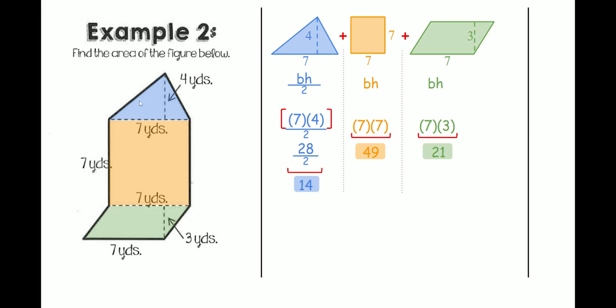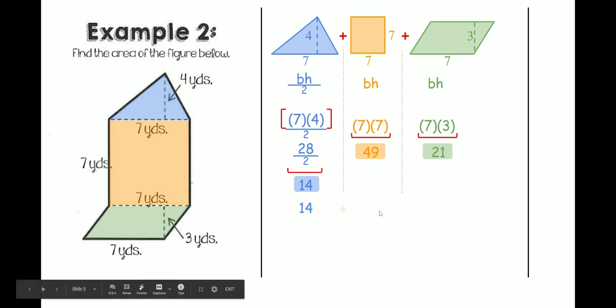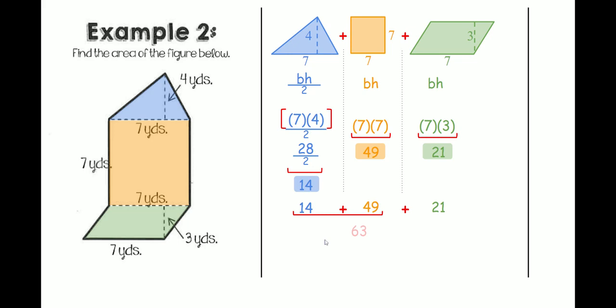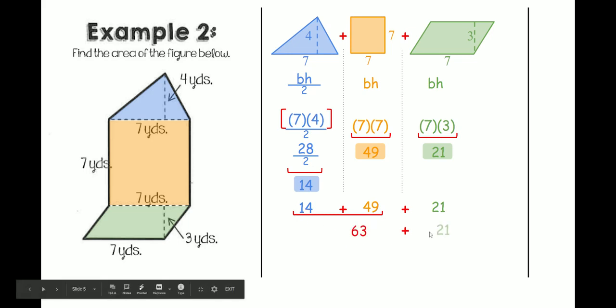In order to find the area of this figure, I'm going to add up the triangle and the orange rectangle and the green parallelogram. So 14 plus 49 plus 21. So 14 plus 49 is 63. If I add 21 to that, I'm going to get 84 yards squared. And that's our final answer.